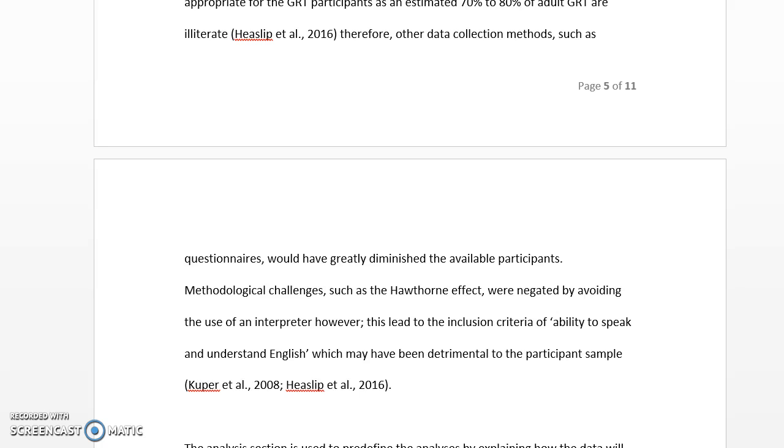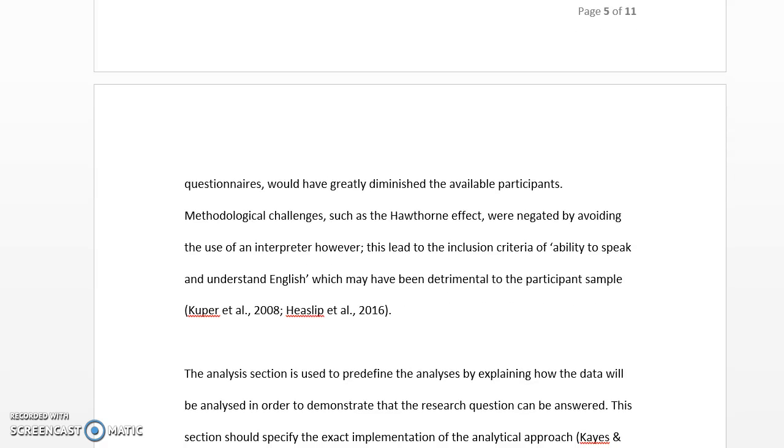Then she goes on and talks about how they had an inclusion criteria of people being able to speak and understand English, which may have changed the demographic of the participant sample, and that's right. And she's made a nice comment there. Okay.